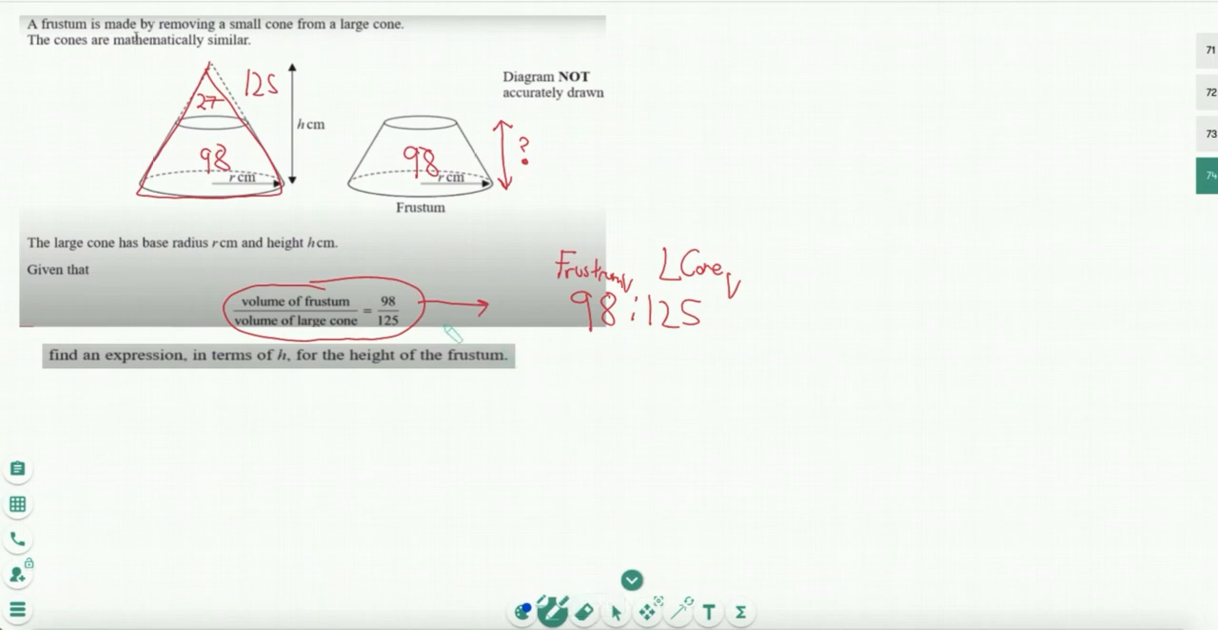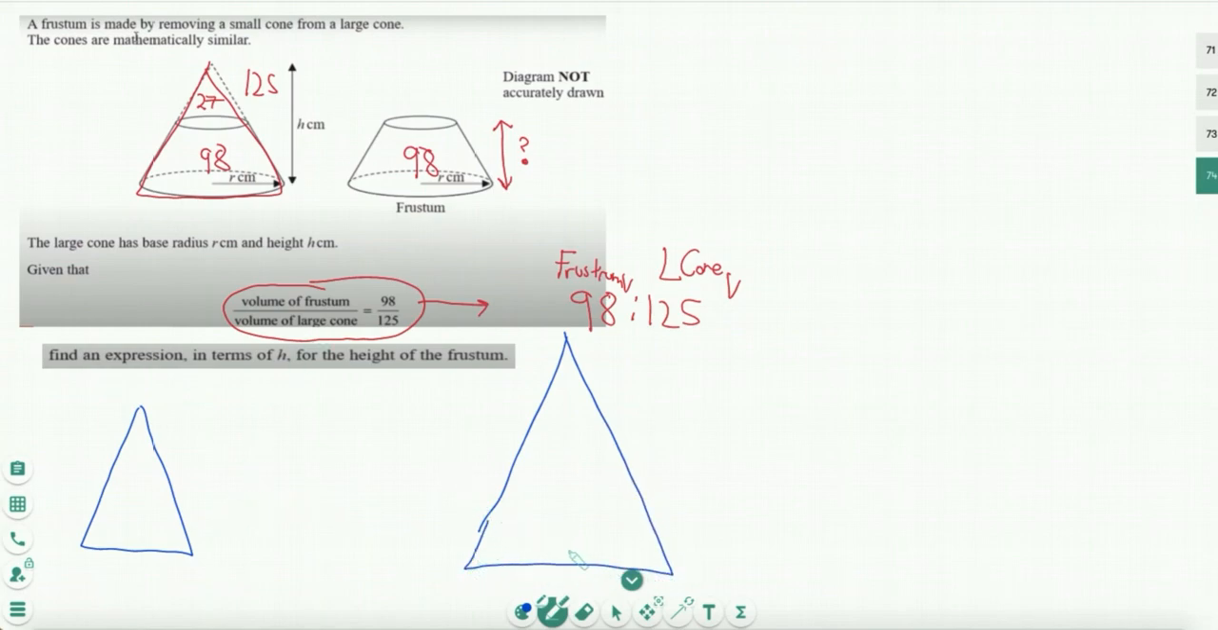Now, we want to find an expression in terms of h for the height of the frustum. Well, let's just draw out the small cone and the big cone in a 2D format. We know the big cone has a length of r and a height of h. And we know that the small cone has a missing radius and a missing height. We don't know what they are yet.